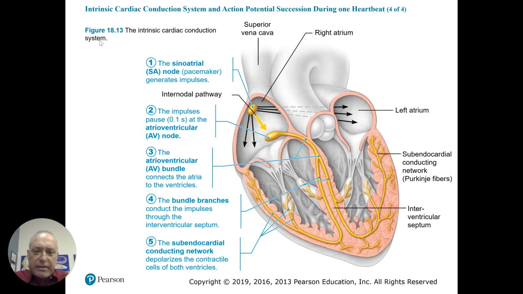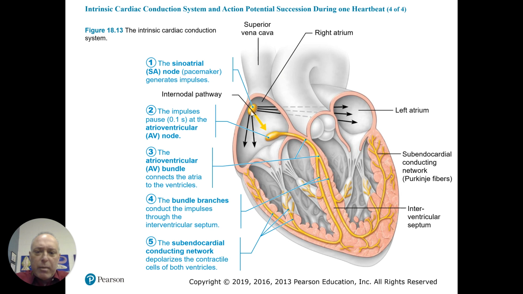Now, if the SA node pacemaker cells are not functioning, there are cells that spontaneously depolarize in the AV node, but at a slower rate, maybe 60 to 100, 40 to 60, 40 to 80. And then there are some pacemaker cells in the ventricular wall, which will pace you even less, maybe 20 to 40 beats. So let's look at the electrical pathway.